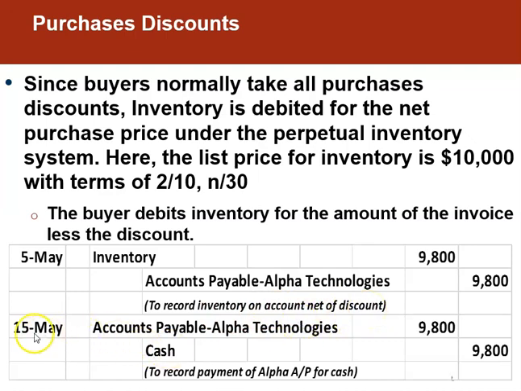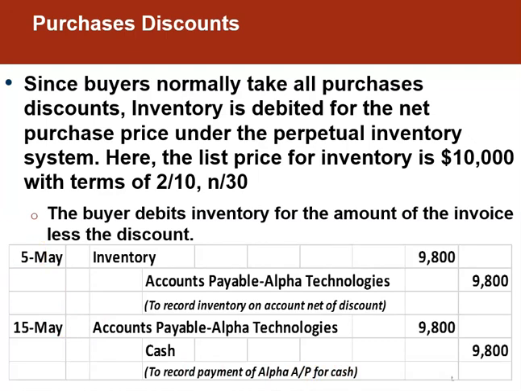Then, fast forward 10 days, we're going to write a check or get online and pay. We're going to debit that accounts payable to Alpha Technologies for the same 9,800, and we're going to credit cash to record payment of Alpha account payable for cash. Okay, so that's easy enough to understand.